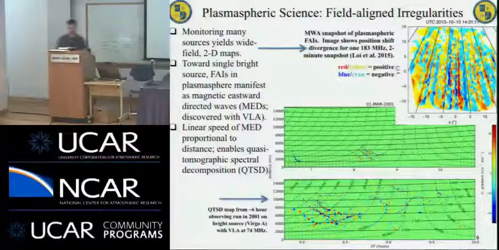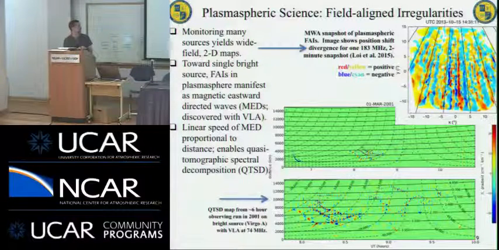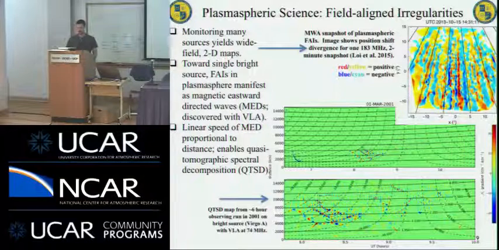And another recent result using the MWA shows field-aligned irregularities moving through. These are maps done with V-light soon after. So this shows MWA results showing these field-aligned irregularities.